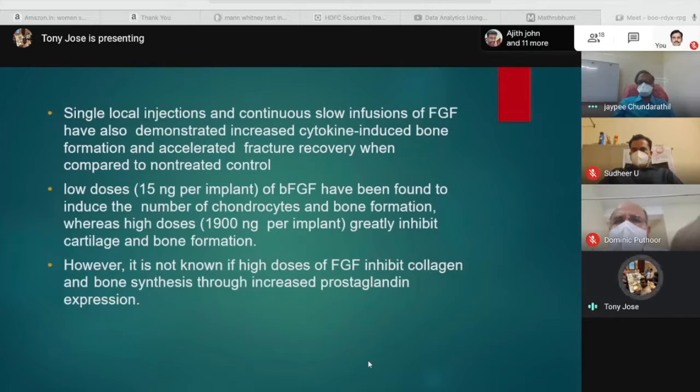Single local injections and continuous slow infusion of FGF have also demonstrated increased cytokine-induced bone formation and accelerated fracture recovery when compared to the non-treated control. Low doses, that is 15 nanogram per implant of fibroblast growth factor, have been found to induce the number of chondrocytes and bone formation, whereas the high doses greatly inhibit the cartilage and bone formation. However, it is not known if the high doses of FGF inhibit collagen and bone synthesis through increased prostaglandin expression.